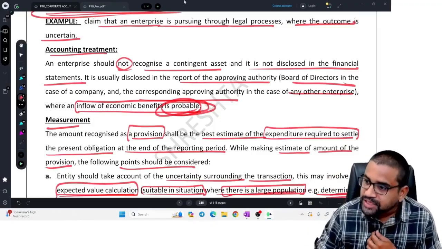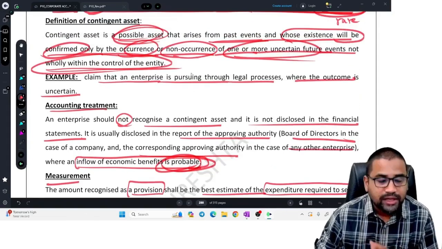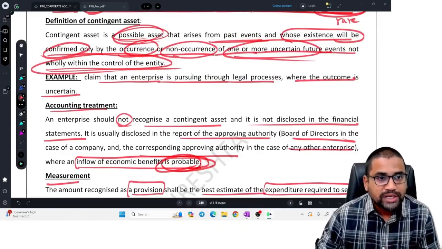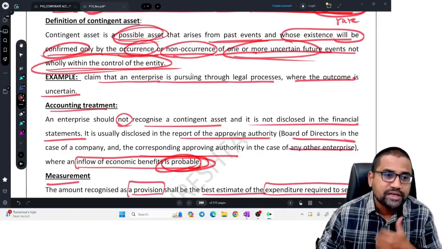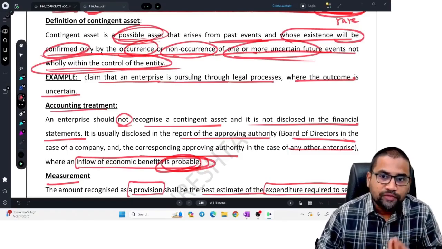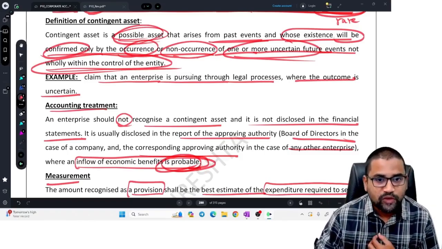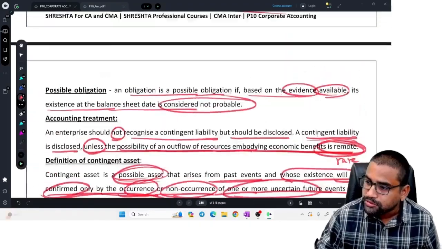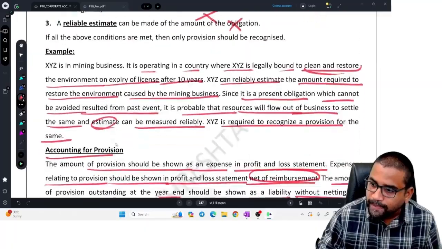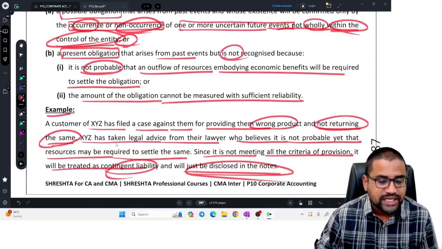Okay. Now the same treatment applies in the case of a contingent asset: don't recognize it, not even in notes to accounts. But contingent assets may be disclosed in the board of directors' report if the inflow of economic benefits is probable. So we covered what a provision is, what a contingent asset is, and what contingent liabilities are.